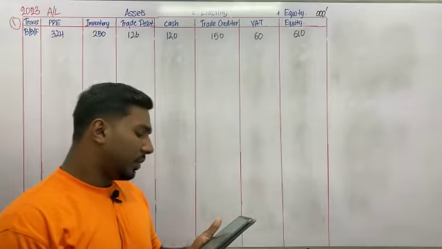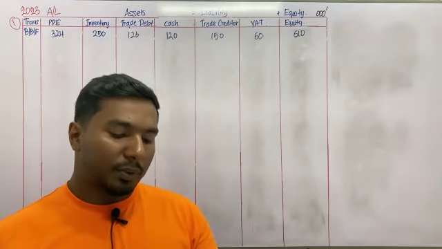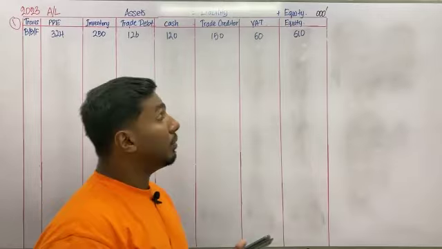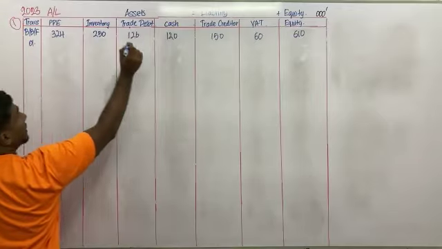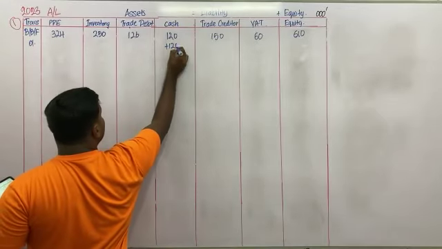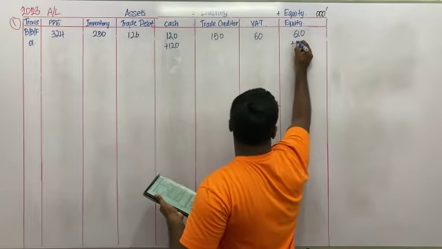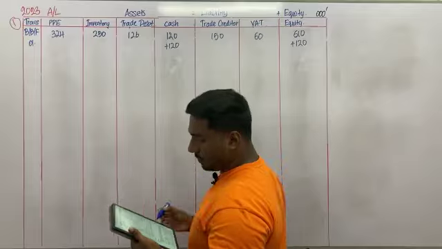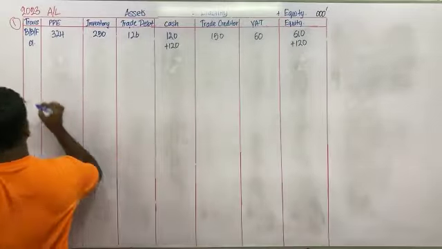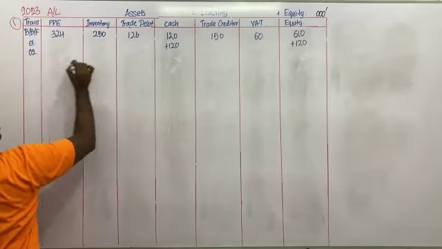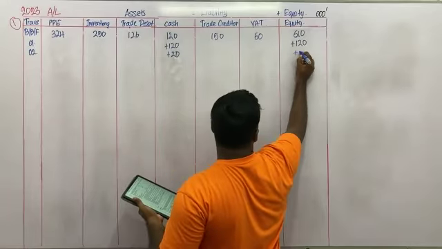Okay, transaction number one. The owner provided 120,000 cash as additional capital for the business. So 120,000 as cash. So cash 120 and additional capital 120. Received other income 20,000. So cash 20, other income plus 20.